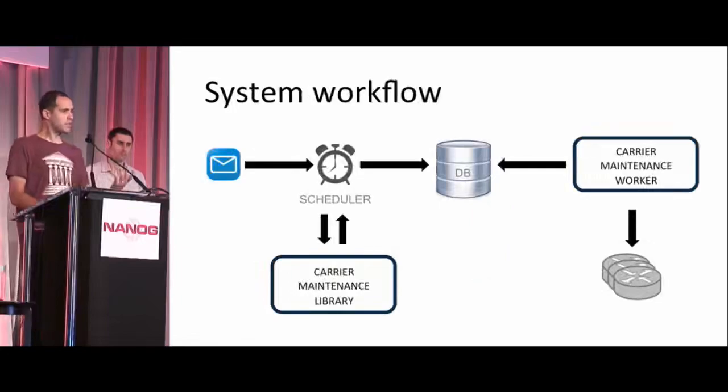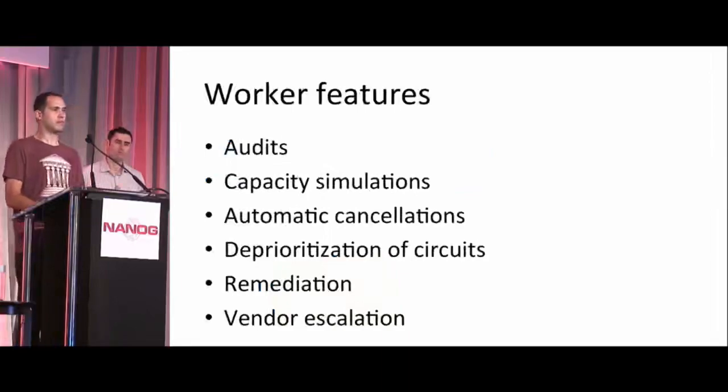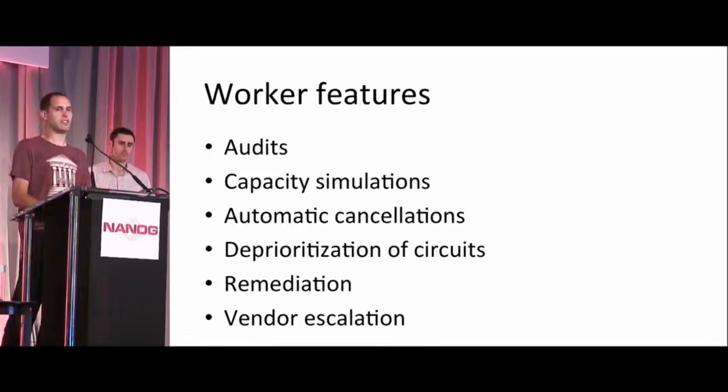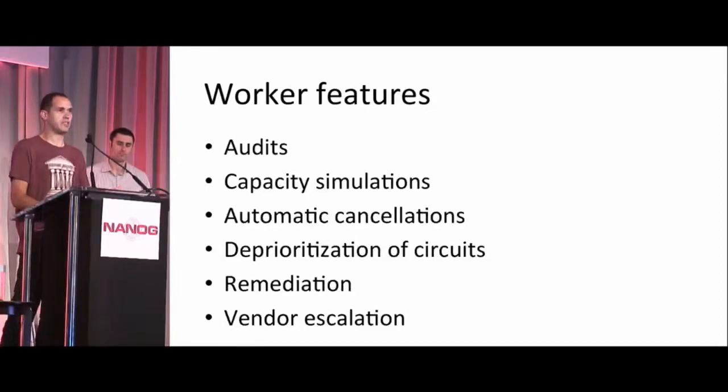So now let's talk a bit about the worker. There is a set of features that we support in the worker. One of the main ones is audits. Before the maintenance starts, we do one important audit, which is capacity simulations. We do the capacity simulations periodically in our network, so we leverage this system in the worker. We just do a refresh when the maintenance is about to start. The idea is to check if the maintenance may affect us when it's going to happen.